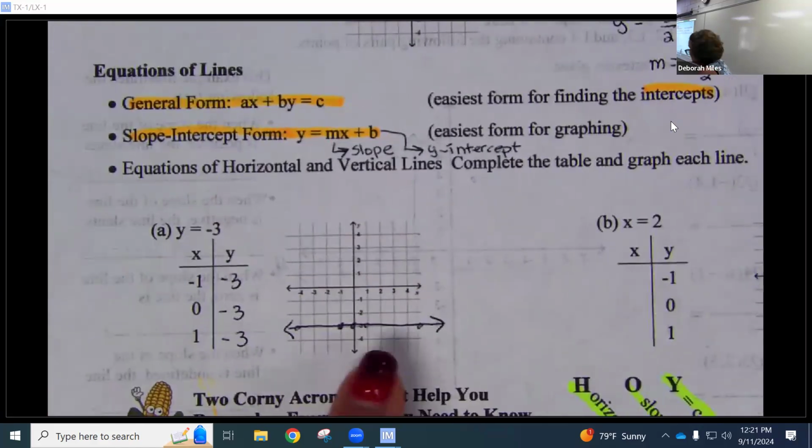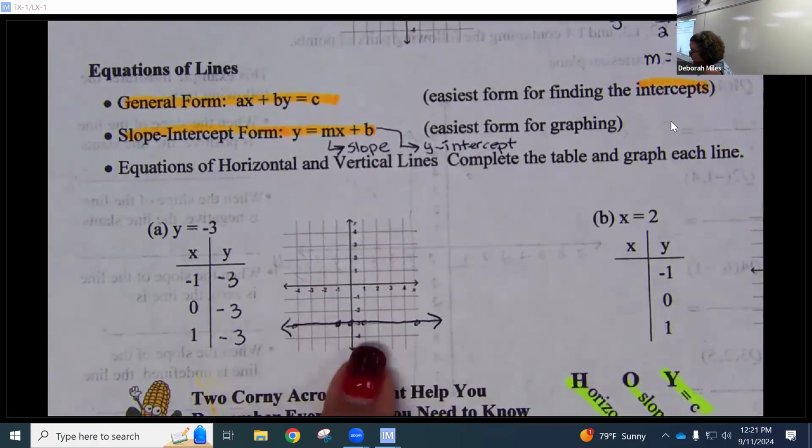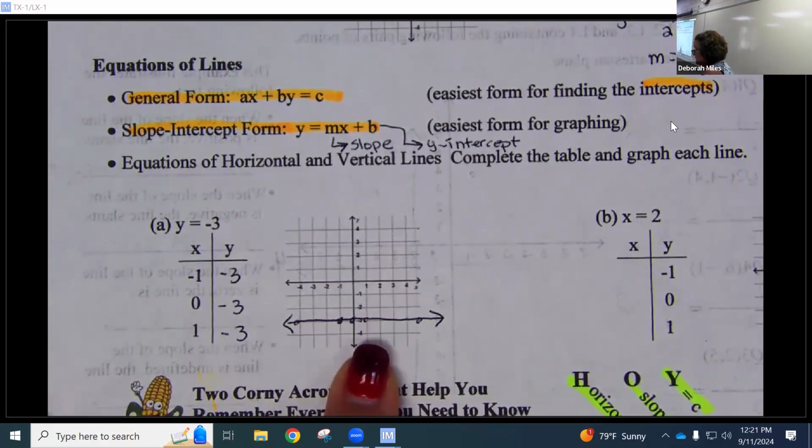Now, all I asked you was to graph it, but if I did ask you for the slope, what's the slope of that line? Yep.